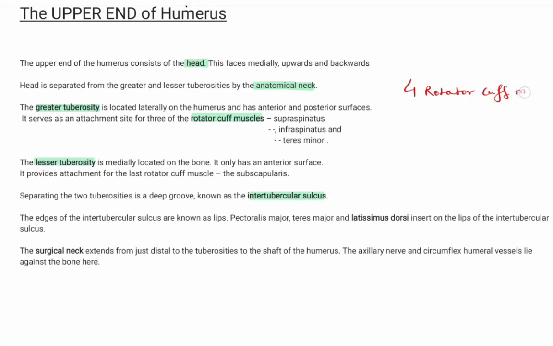Between the two tuberosities, the separation is through the anatomical neck and through the intertubercular sulcus, the sulcus posteriorly, while the anatomical neck is in the anterior direction. Now we will remember the names of the four rotator cuff muscles, which is very important from the examination point of view. So this is supra, infra, what? Spinatus, teres minor and subscapularis. Supra and infra are common, so you can learn it as supra, infra, teres minor, and subscapularis.